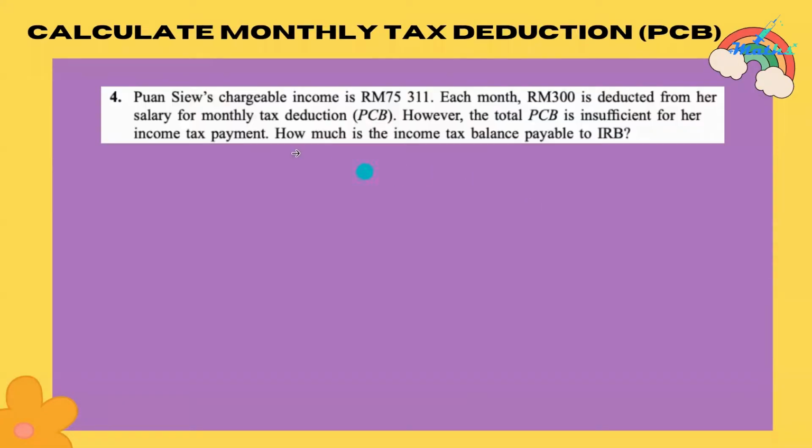Next, let's do an example question for PCB. Wan Aisha's chargeable income is 75311. Each month, 300 is deducted from her salary for monthly tax deduction, which is PCB. However, the total PCB is insufficient for her income tax payment. So, how much is the income tax balance payable to IRB? The chargeable income is 75311 and the monthly PCB is 300.